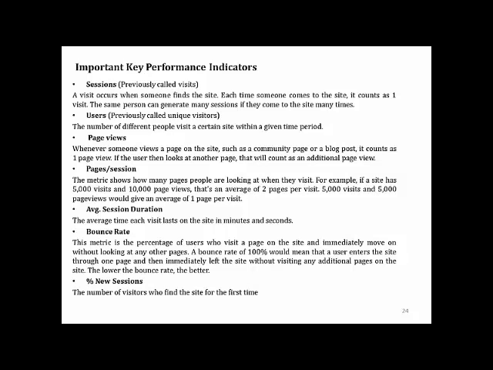The next key performance indicator is pages per session. This metric shows how many pages people are looking at when they visit. For example, if the site has 5,000 visits and 10,000 page views, that's an average of 2 pages per visit. 5,000 visits and 5,000 page views would average 1 page per visit.